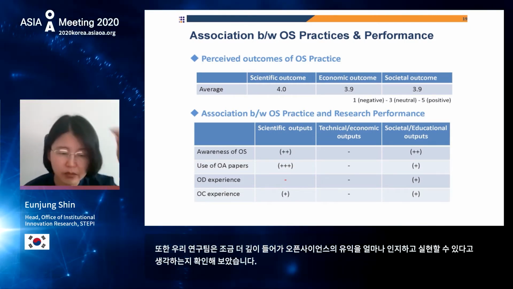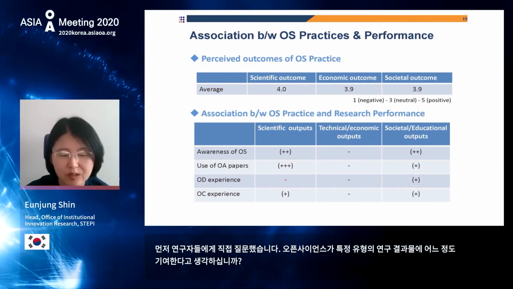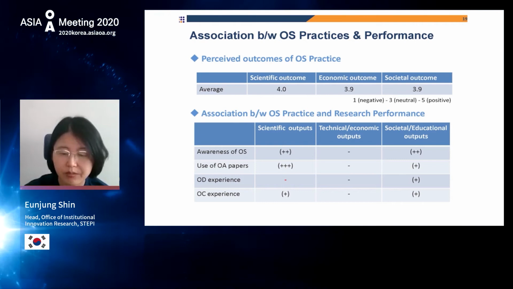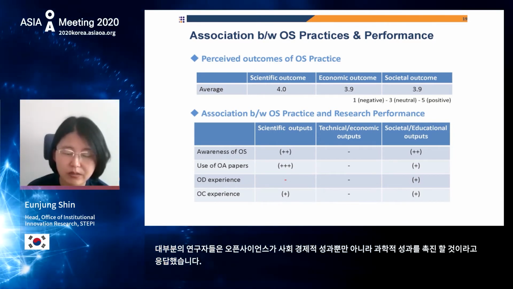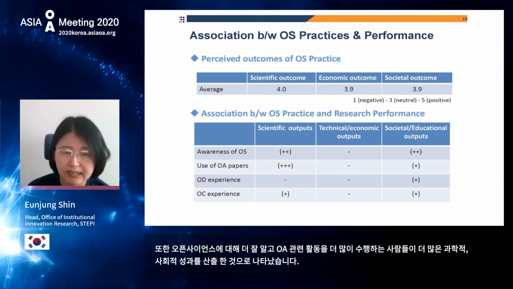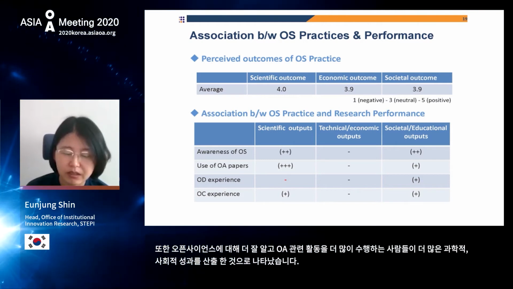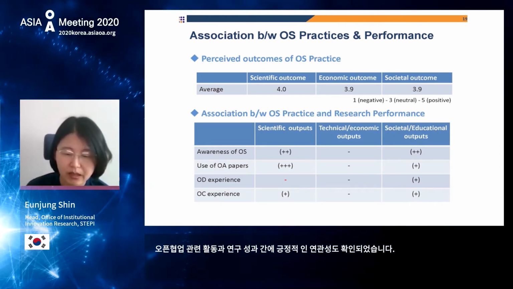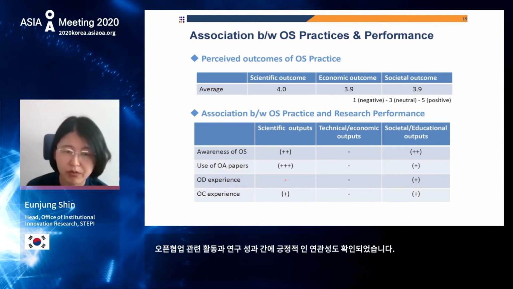In addition, our research team went a bit deeper and checked the perceived and realized benefits of open science. First, we directly asked researchers, to what extent do you think open science contributes to your research output? Most researchers responded that open science would promote their scientific as well as socioeconomic outcomes. It was also found that those who were more aware of open science and doing more open access related activity had more scientific and social outputs produced. There's a positive association between the two. And we also found positive association between open collaboration activity and research performance.